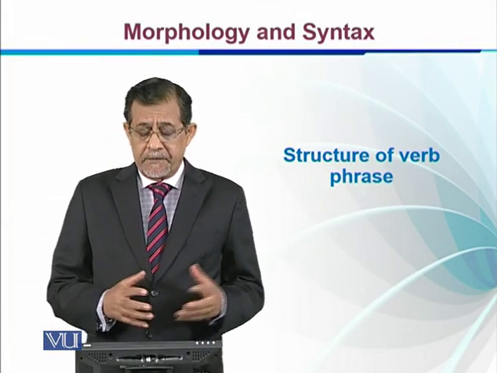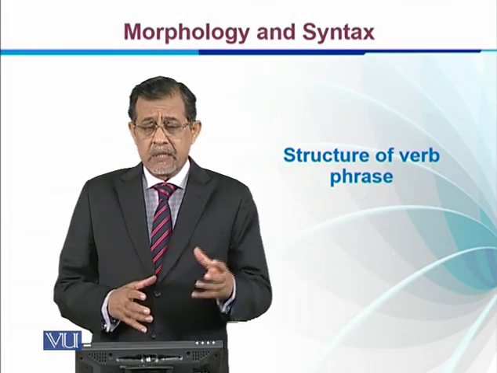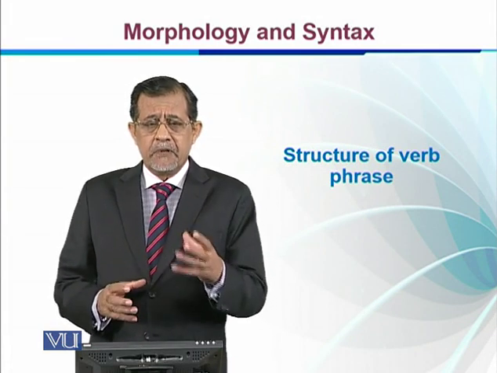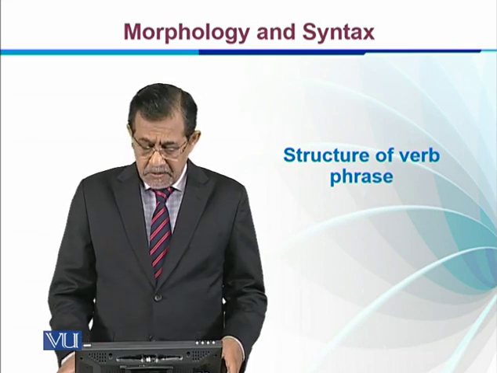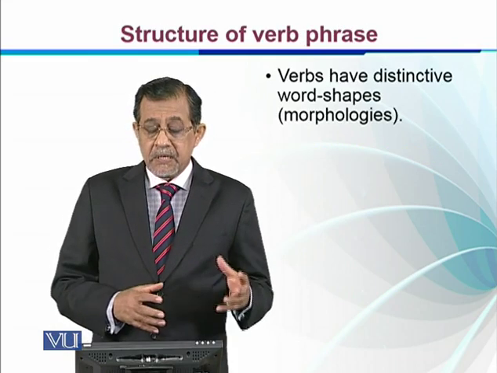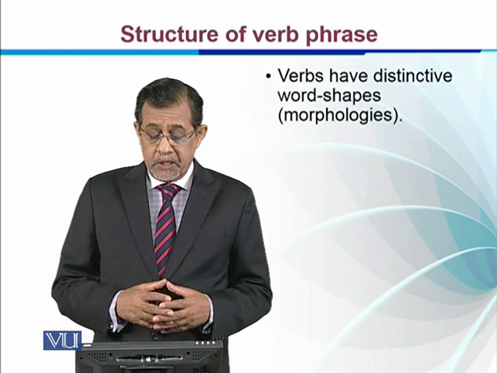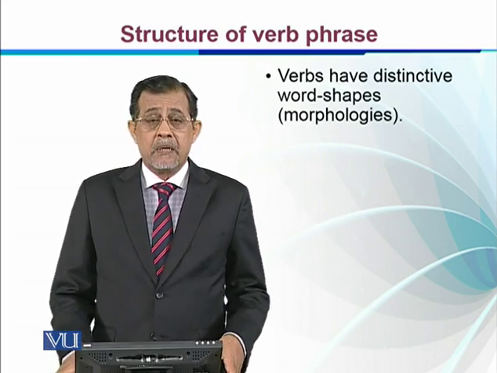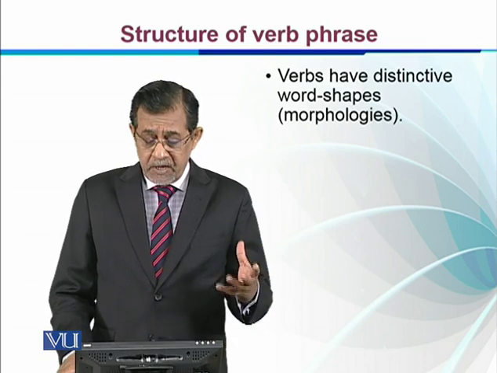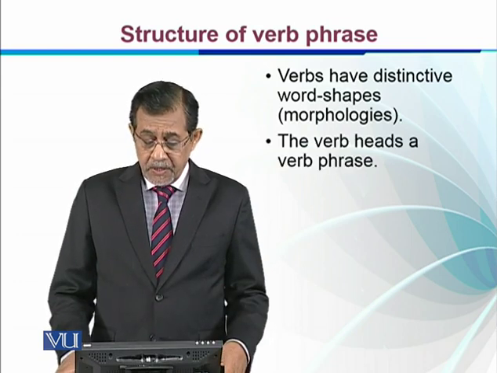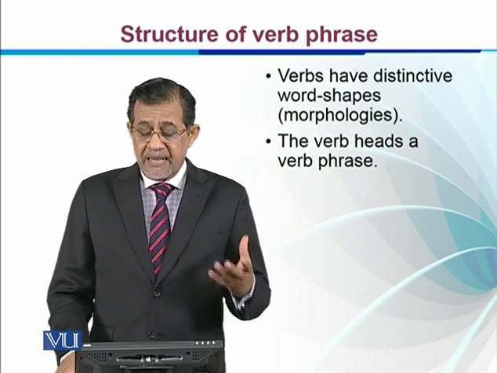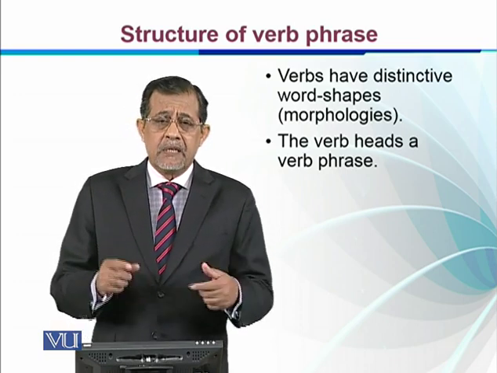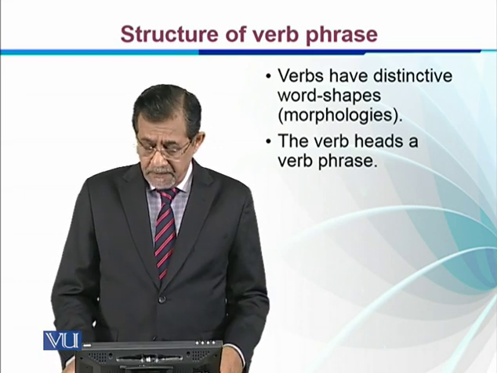Structure of the verb phrase. So now let's look at the structure of the verb phrase, that is, how we can find a verb in different forms. Verbs have distinctive word shapes, morphology, obviously. We have discussed a lot about the morphologies of words: nouns, verbs, etc. The verb heads a verb phrase. So whenever we find a verb phrase, the head of the verb phrase is always a verb.